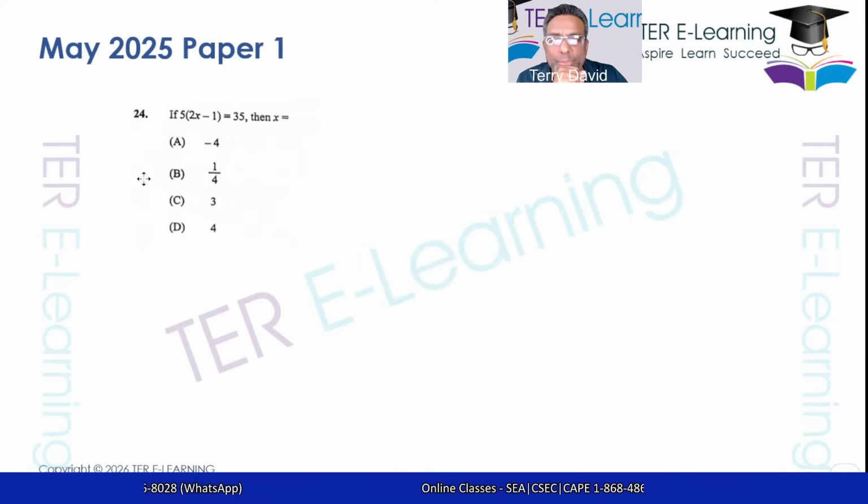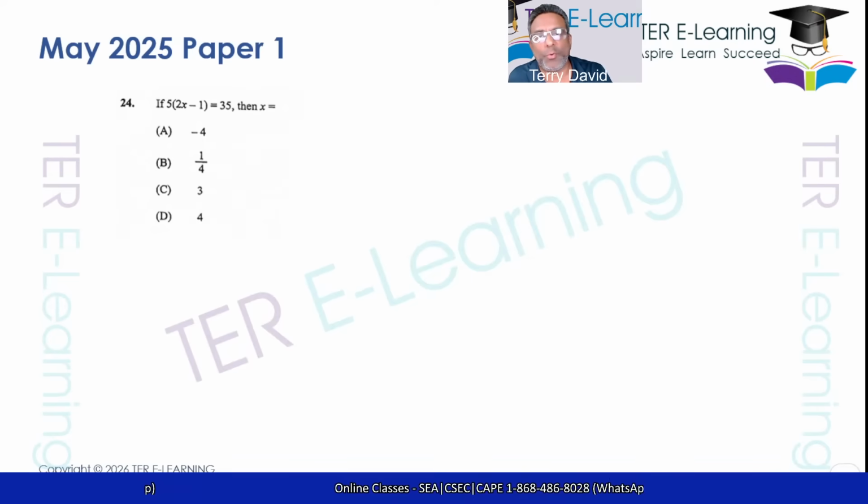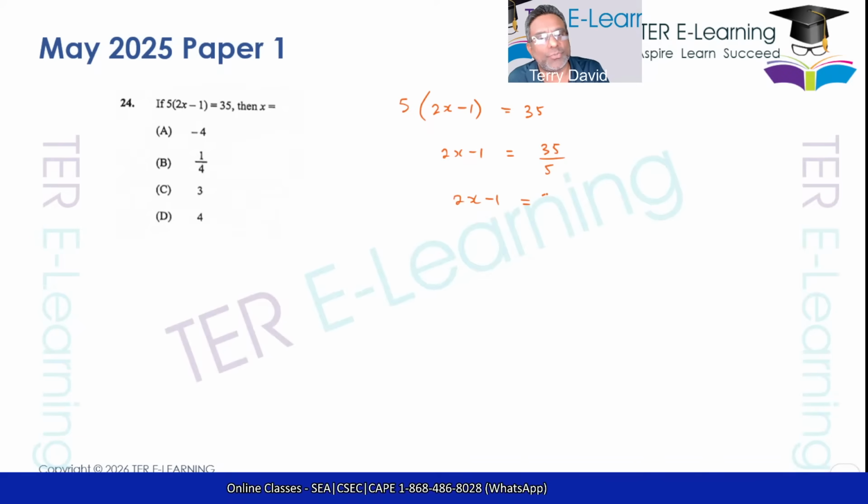All right, 24. We've seen 24 before. I can't remember the answer, but it's 5 by 2x minus 1 equal to 35. 2x minus 1 is equal to 35 over 5. 2x minus 1 is equal to 7. 2x is equal to 7 plus 1. 2x is equal to 8. And x is equal to 8 over 2. x is equal to 4, right? The answer is D.